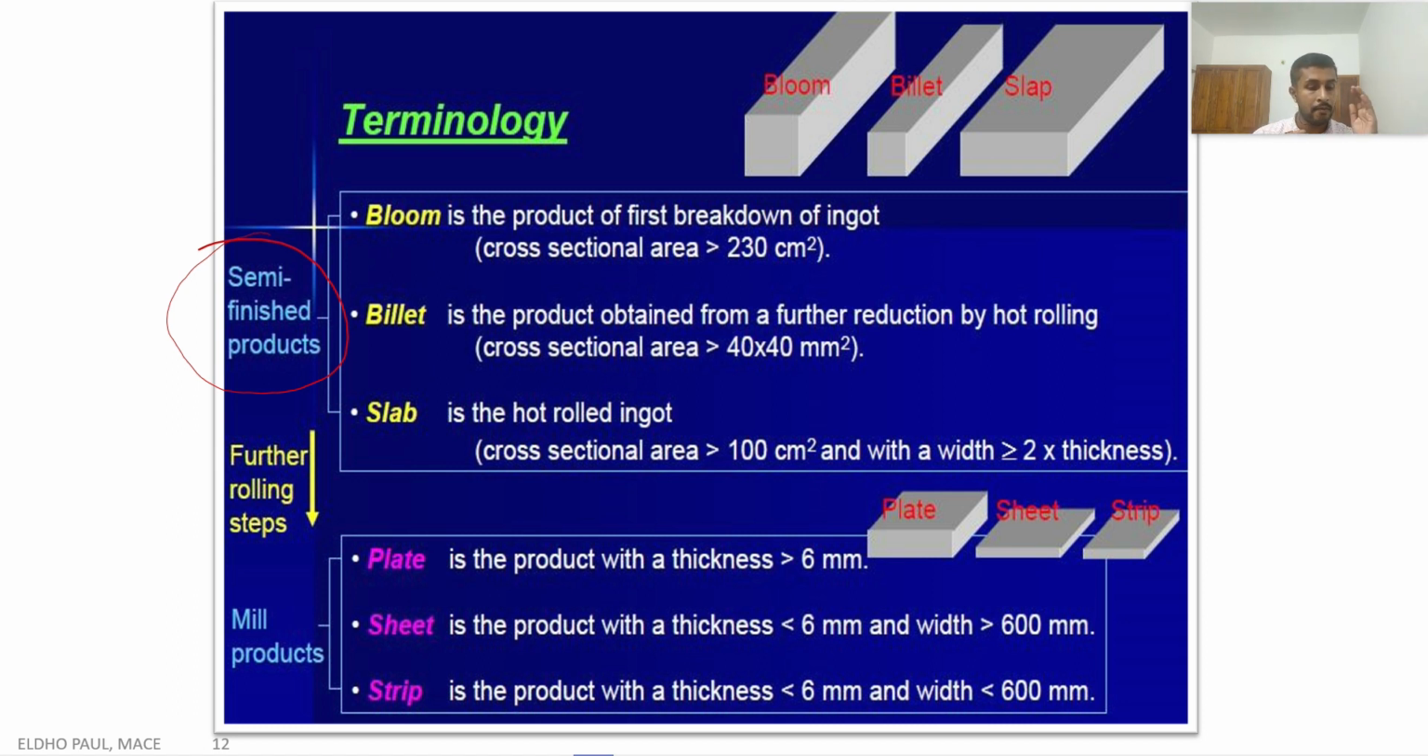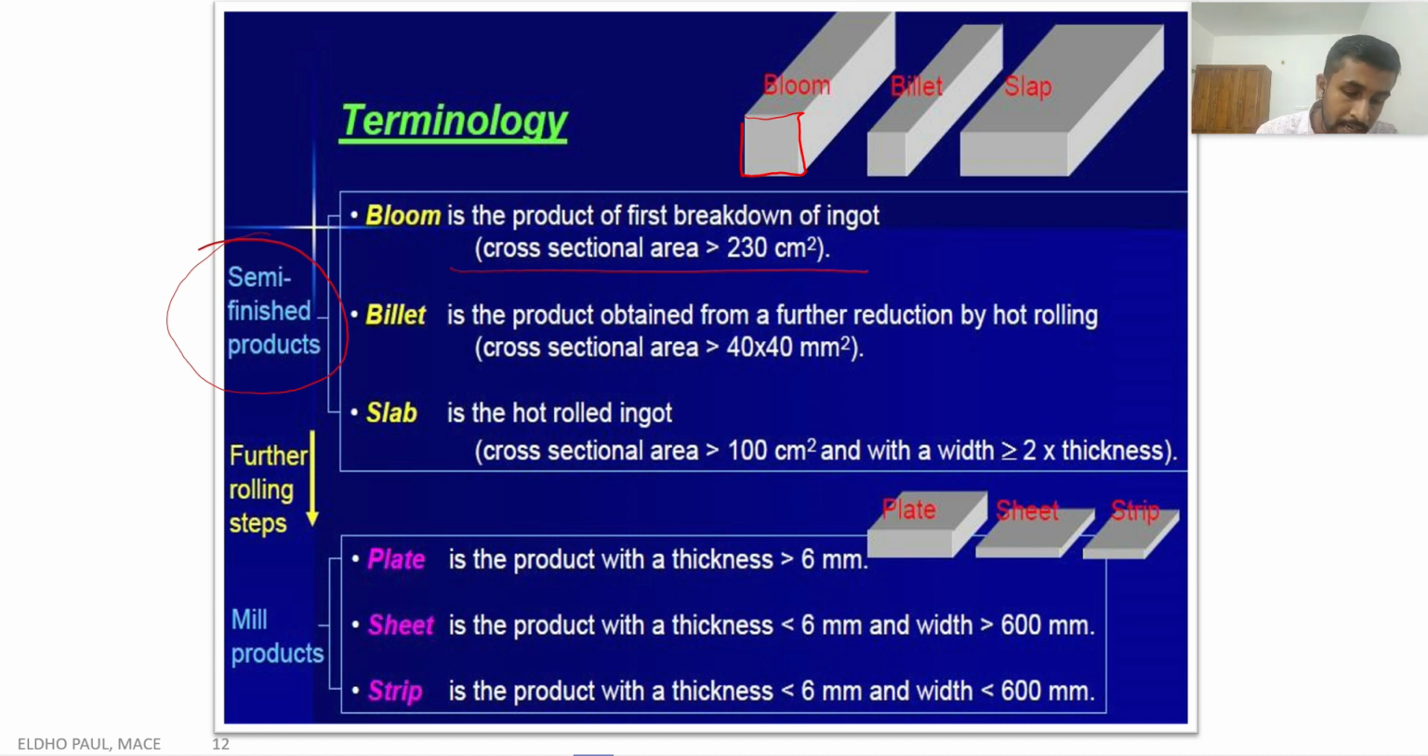What are the different semi-finished products? We can classify them based on the cross-sectional area of the product. These are called blooms, billets, slabs, etc. In the case of blooms, what is the main difference? The cross section is greater than 230 cm². Such a semi-finished product is called a bloom.